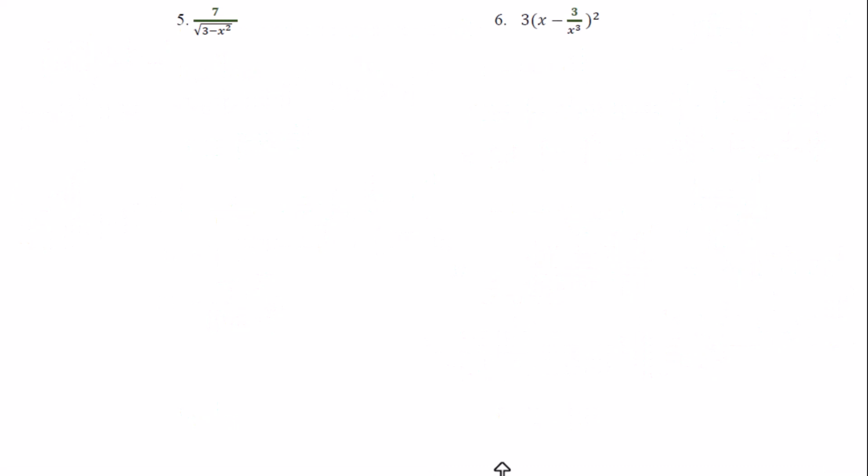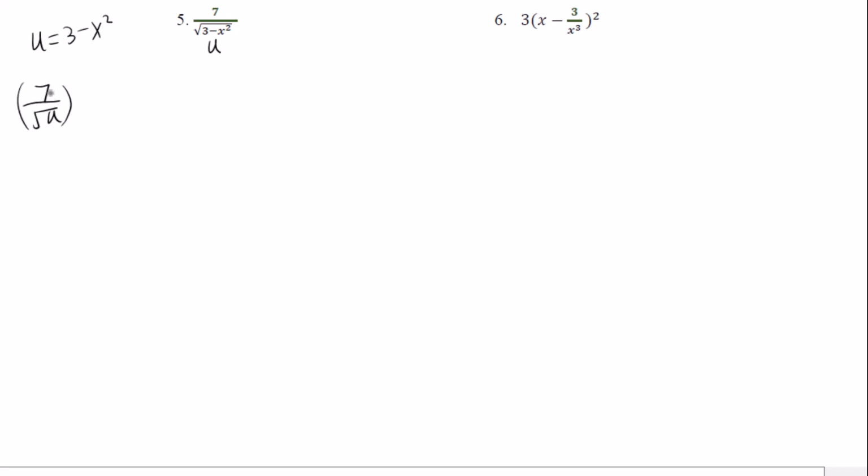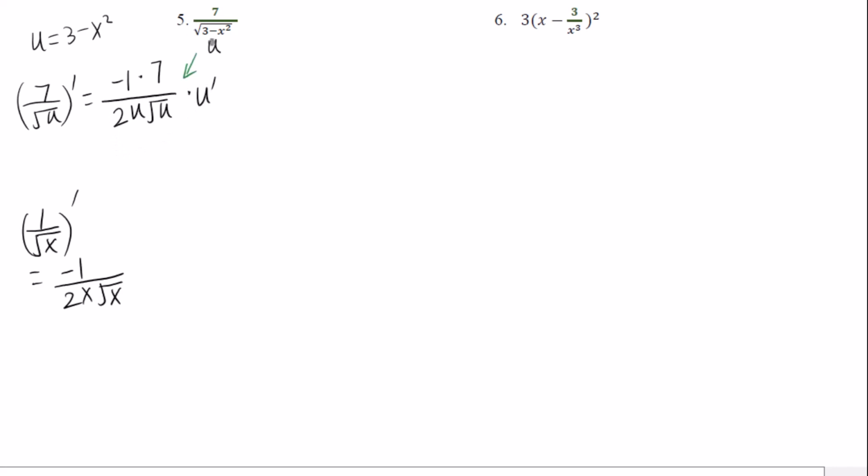Let's go to number 5. Derivative of 7 over the square root of 3 minus x squared. This is u. U equals 3 minus x squared. Basically, we are looking for 7 over the square root of u, prime. We do know that the derivative of 1 over square root of x equals negative 1 over 2x square root of x. Therefore, we can write down negative 1 times 7 over 2u square root of u, but don't forget u prime. Then we can plug in.